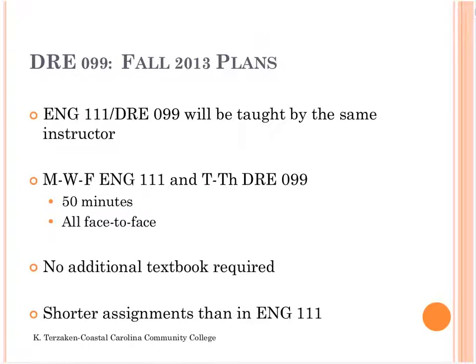The assignments for 111, just keep them shorter, but keep in mind, you do still have to fulfill all of the competencies for 99. So between those two courses, you have to make sure that you're fitting everything in. But it is a bit different because there is overlap. Otherwise, we would just say, oh, offer a DRE 98 with English 111, but that would be way, way too much.